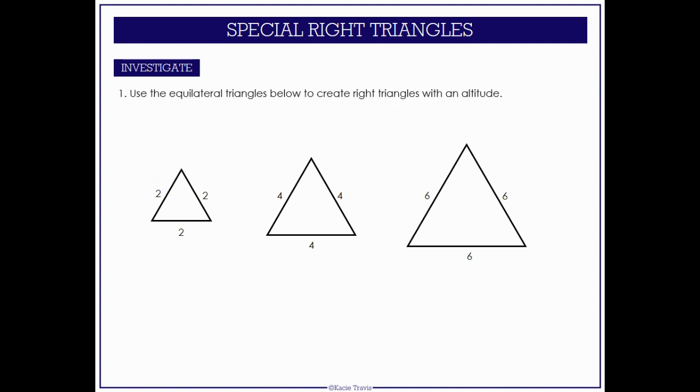First off, we're going to use these equilateral triangles to create right triangles with an altitude. Now, an altitude is a line that comes from one vertex to the other side that is opposite it. And what it does is it cuts this angle up top in half and these two also in half. So we're going to do that with each of these.